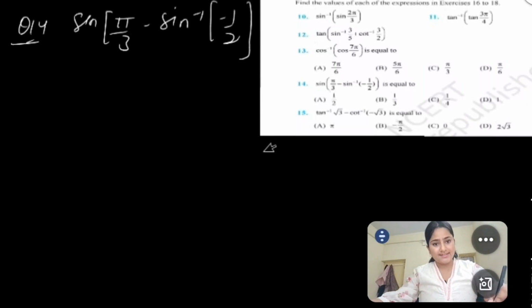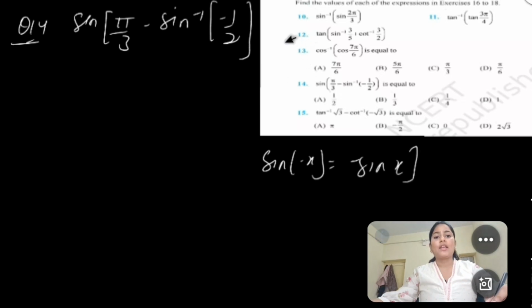And one thing we know is that sin(−θ) is −sin θ. Okay, sin(−x) is equal to −sin x, right? So can we change 1/2? What is the value? sin 30 is 1/2. So can we change it as sin π/6, right?